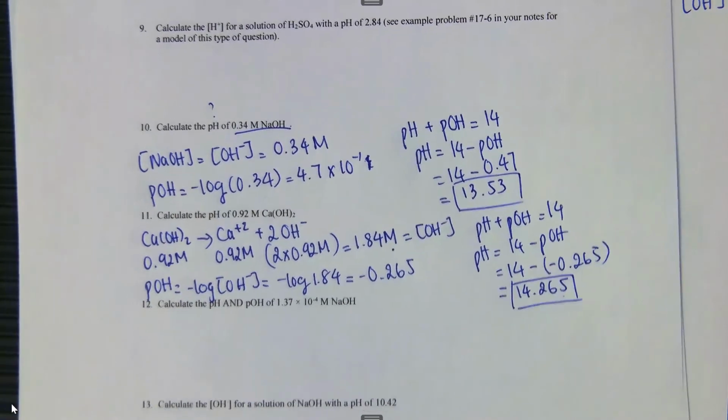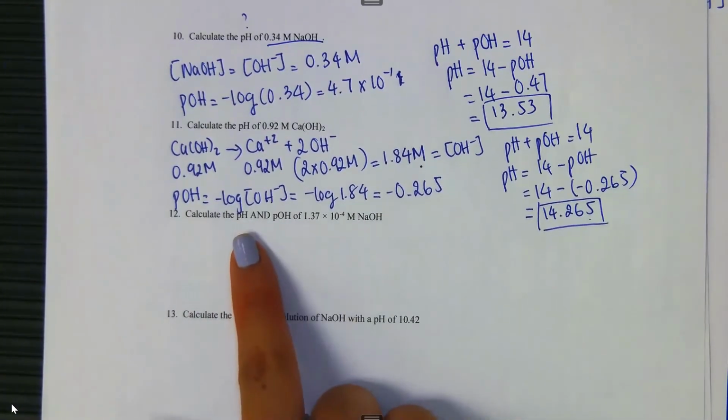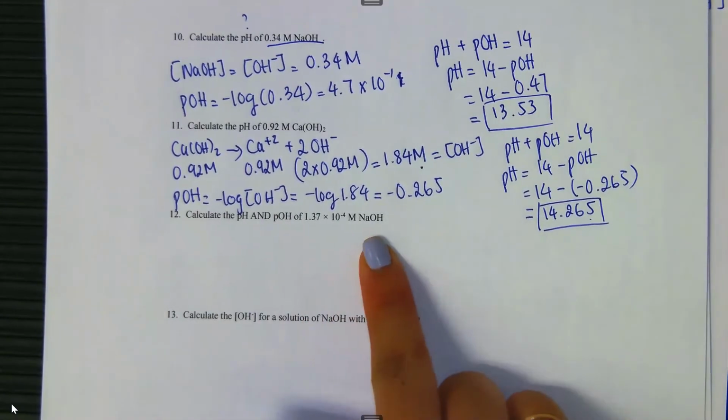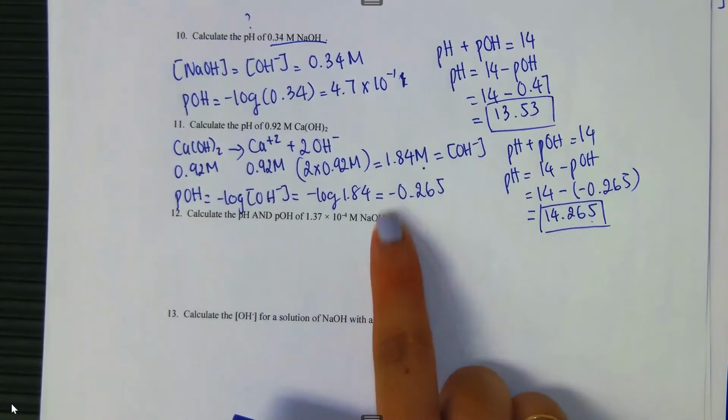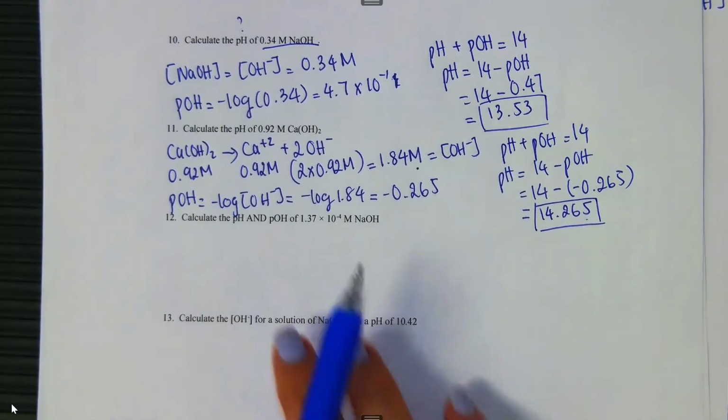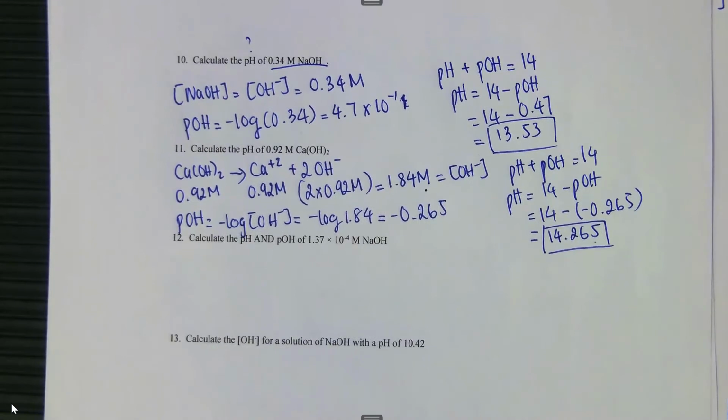Okay, now this question just asks you for the pH and the pOH of a certain molarity of sodium hydroxide. There's not even 2 hydroxide there, so this one's actually pretty simple. Just make sure to do this one just like how we've done all the other ones before.